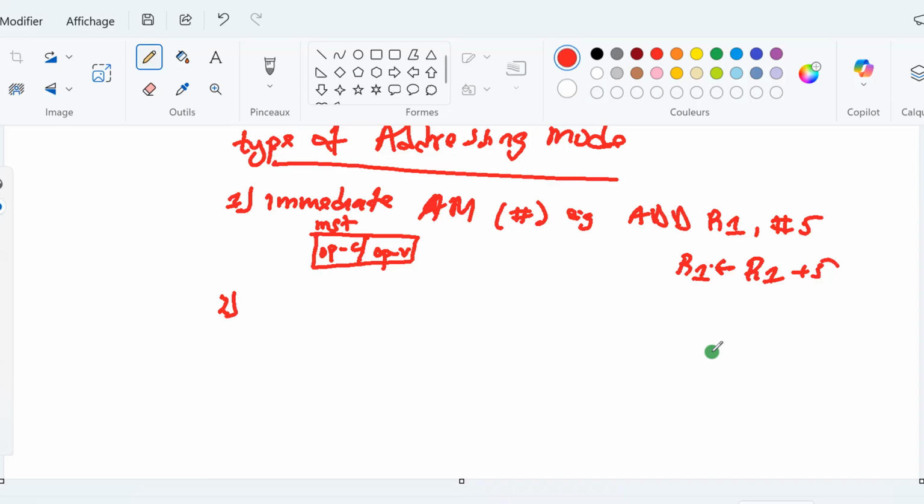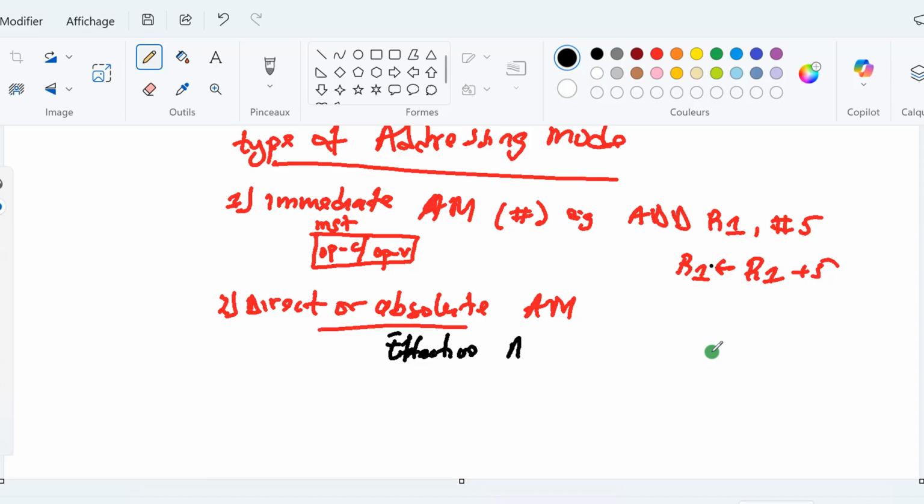Now we go to the next one. The next one is what we call direct, or absolute, addressing mode. So this is a type of addressing mode where the operand field, and I think everybody understands the operand field, stores the address of the operand value. And this address of the operand value is always known as the effective address.